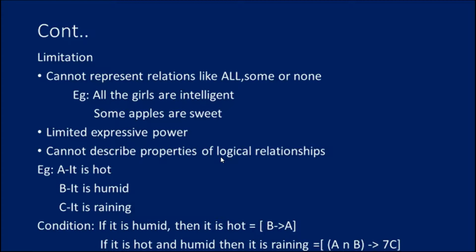Sentence A we can take as: it is hot. Sentence B we can say as: it is humid. C: it is raining. Condition: if it is humid then it is hot, so B implies A. If it is hot and humid then it is not raining, so A conjunction B implies not C. So this is the way you need to represent propositional logic.